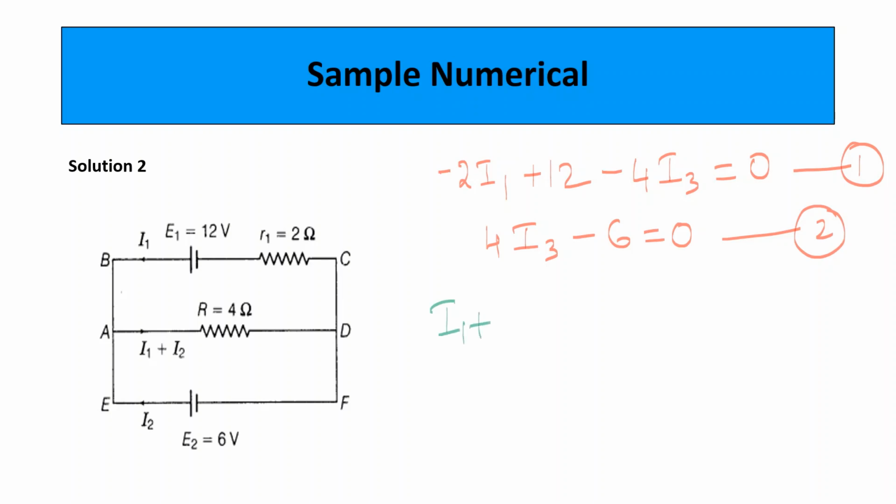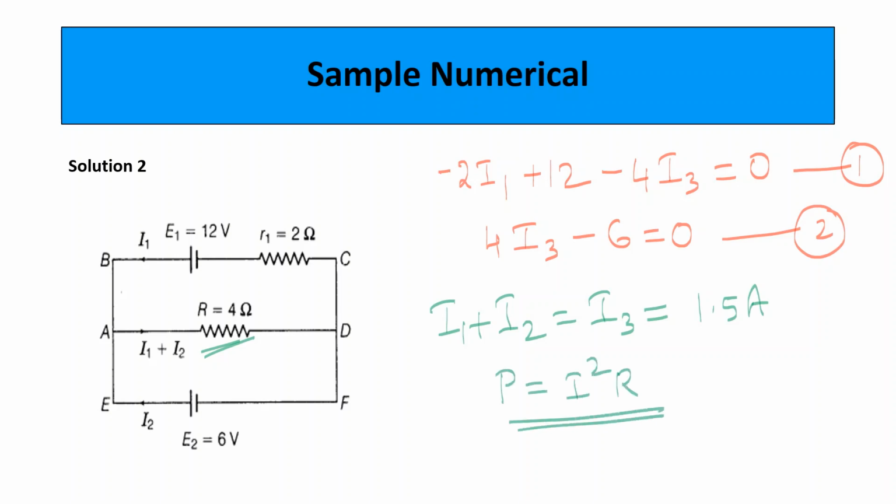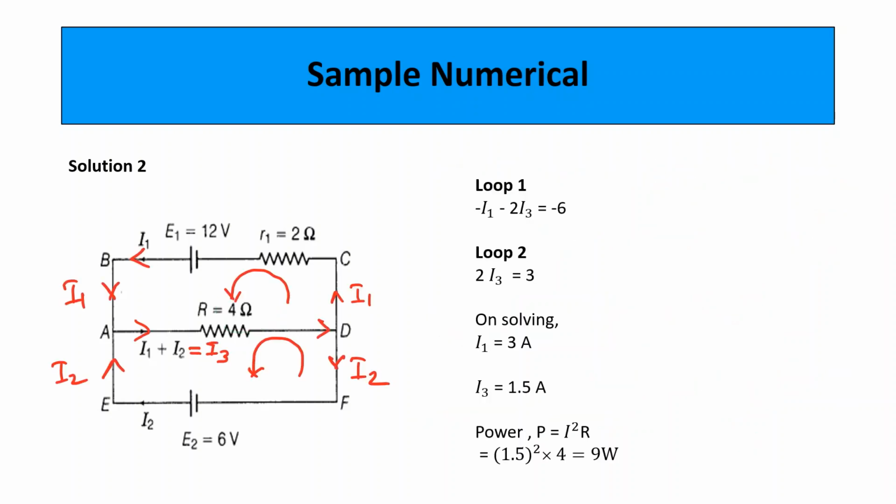I1 plus I2 is equal to I3, and that value we got as 1.5 ampere. In the question, they are asking the power consumed by this resistor. P is equal to I squared R. We know this expression. We can substitute the value of current I3 in this power expression and find P, which is equal to 1.5 squared into R, which is 4 ohms, into 4. This comes to 9. The solution for question number 2 is 9 watts. I1 you will get as 3 amperes and I3 as 1.5 ampere.